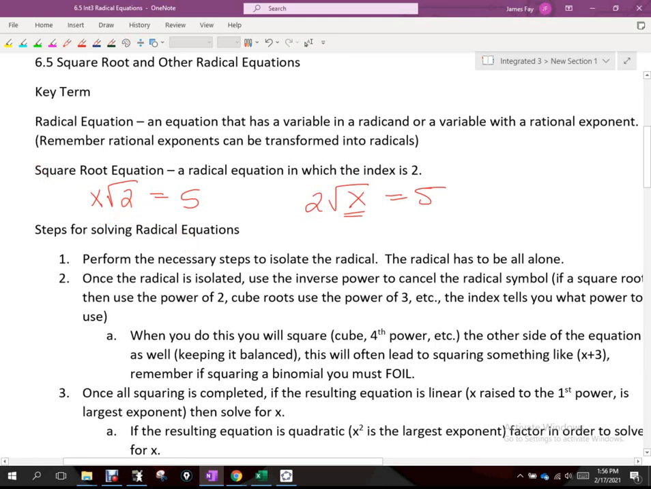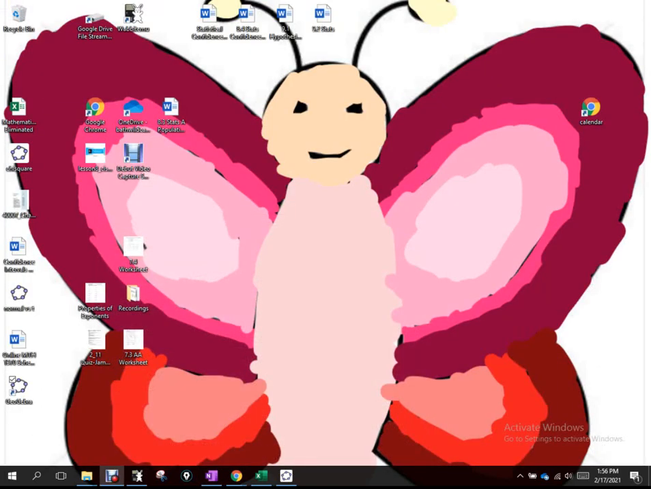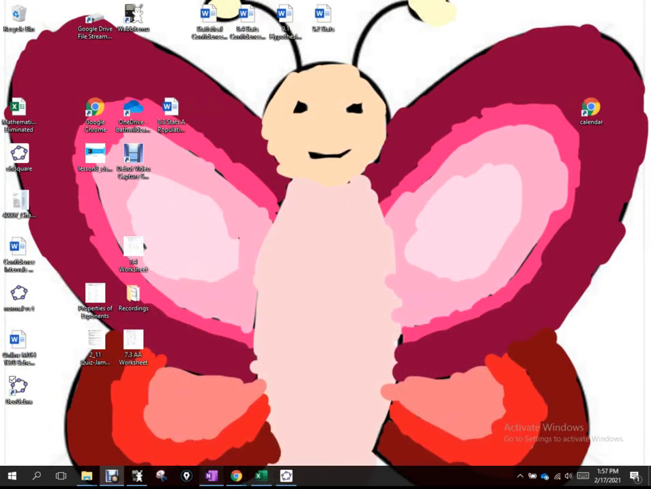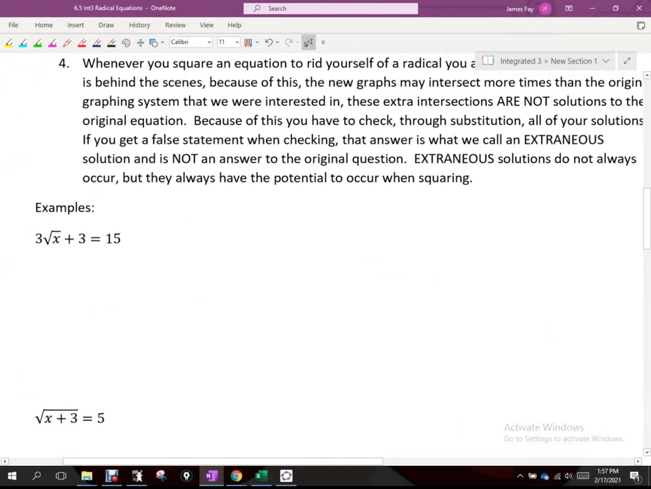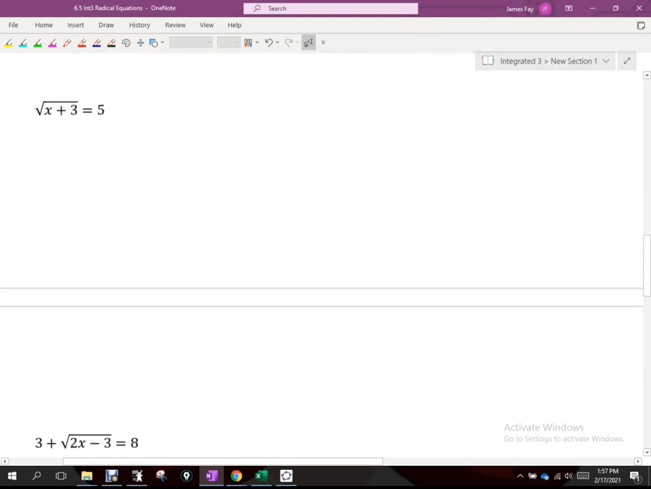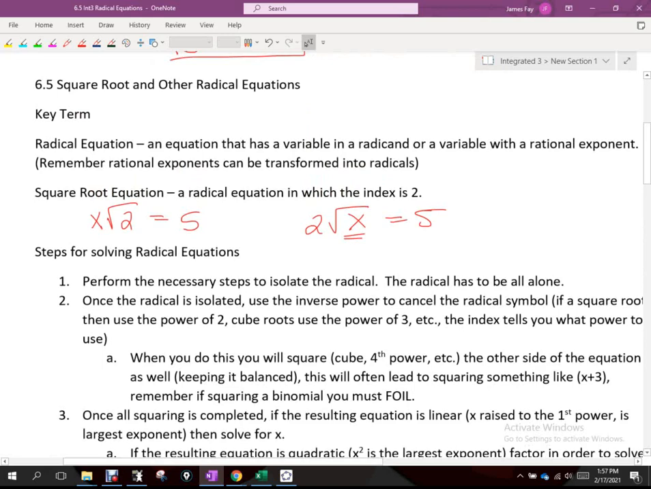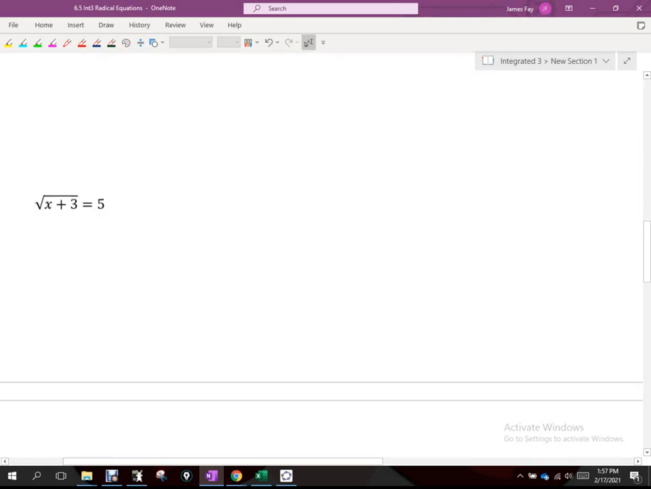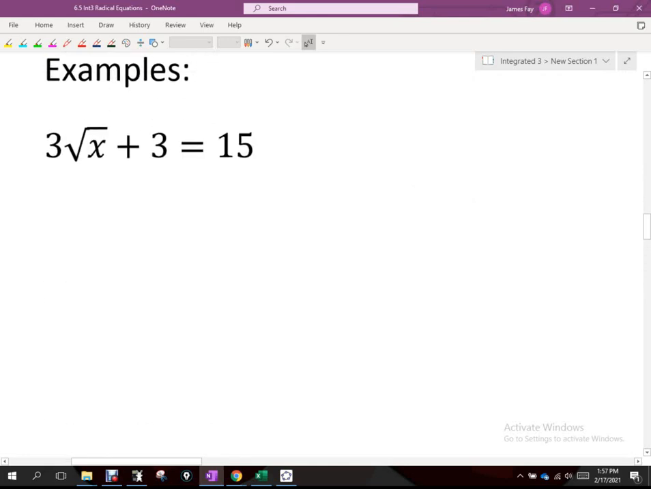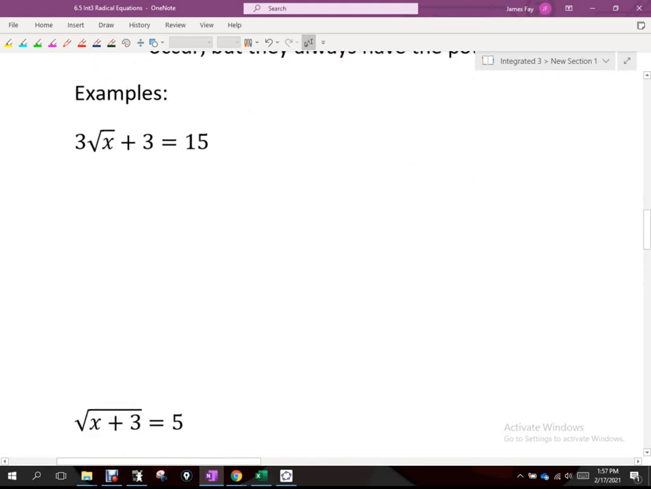Say it again? Yes. So all of these down here would be radical equations because the variable is underneath the root symbol, right? Because I don't put a number out in front, I don't put an index out in front of the radical, we're assuming they're square roots. So therefore, we will use the power of 2 as the inverse.